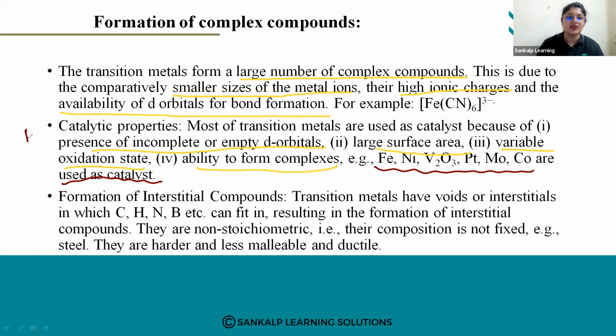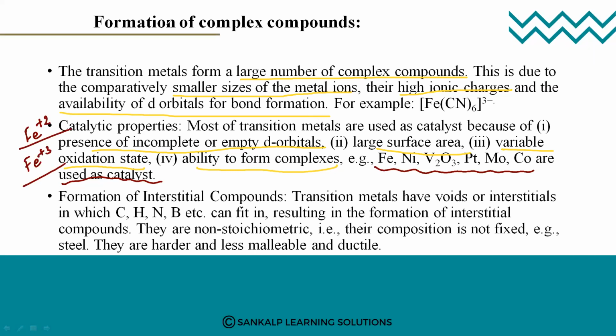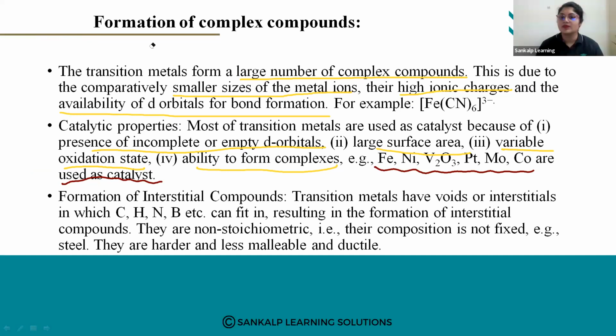For example, Fe will show +2 as well as +3. This means it can exhibit two oxidation states, one is +2 and another is +3. Like that, nickel can exhibit +2, nickel +3, like this. So like this you can say variable oxidation state. These are some of the key points. Next is large surface area. Then availability to form complexes.